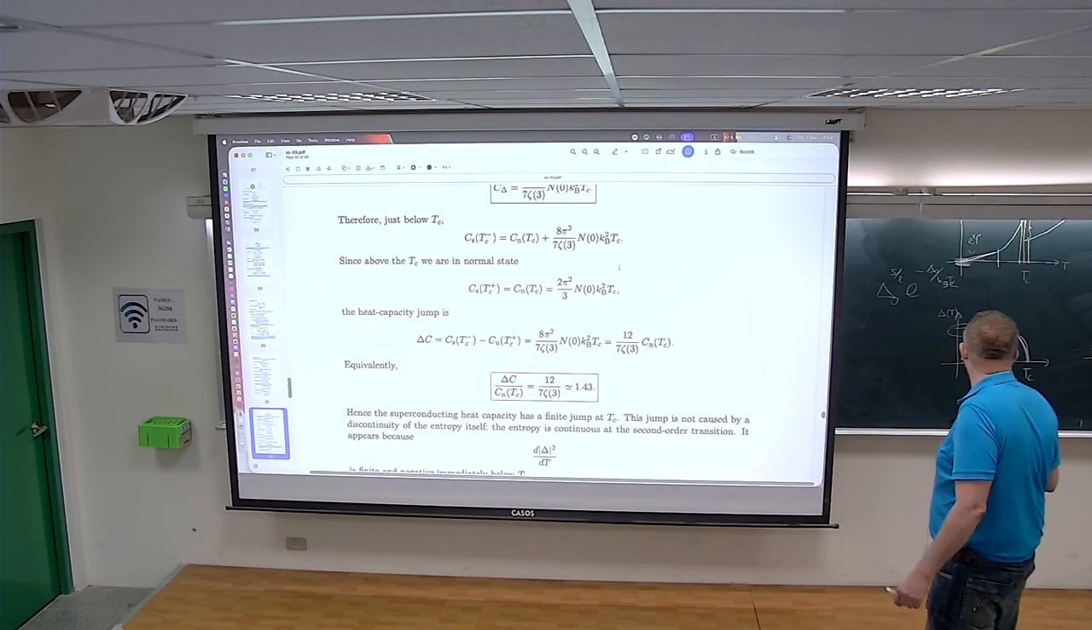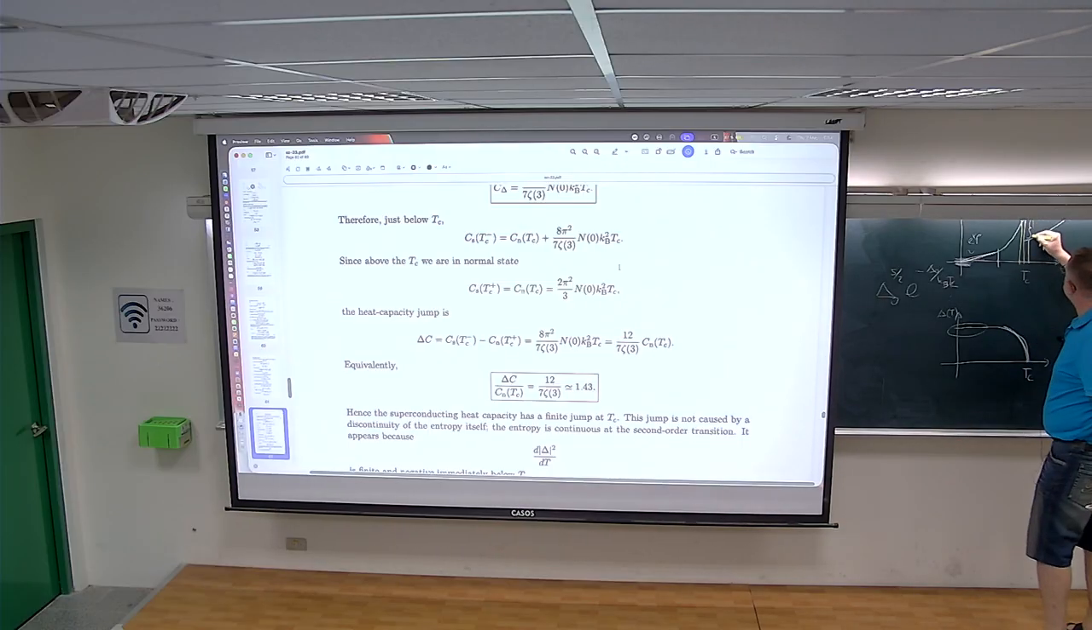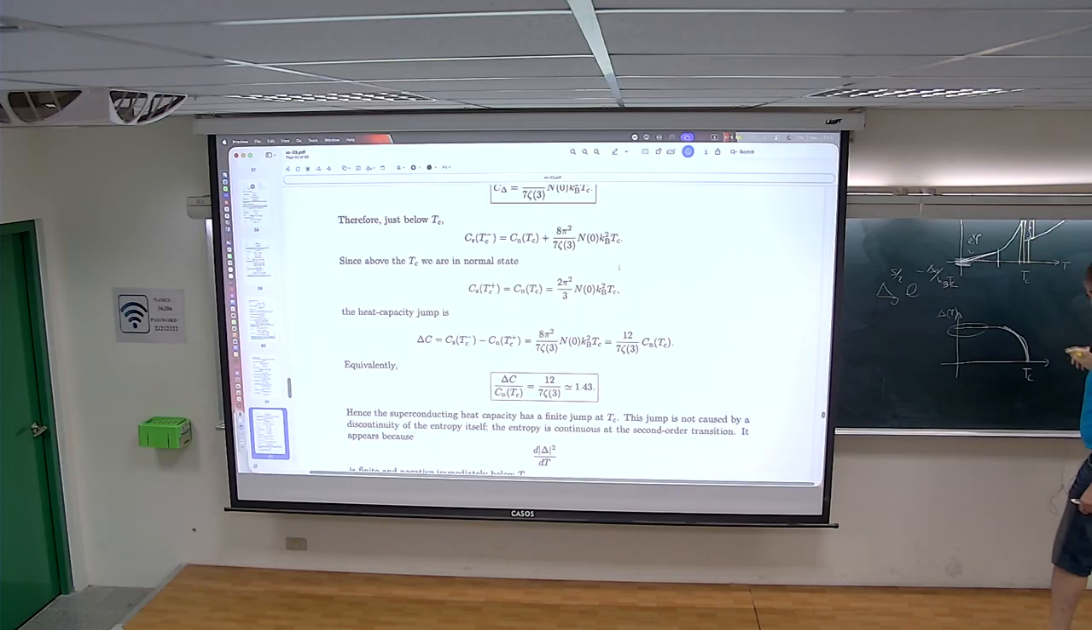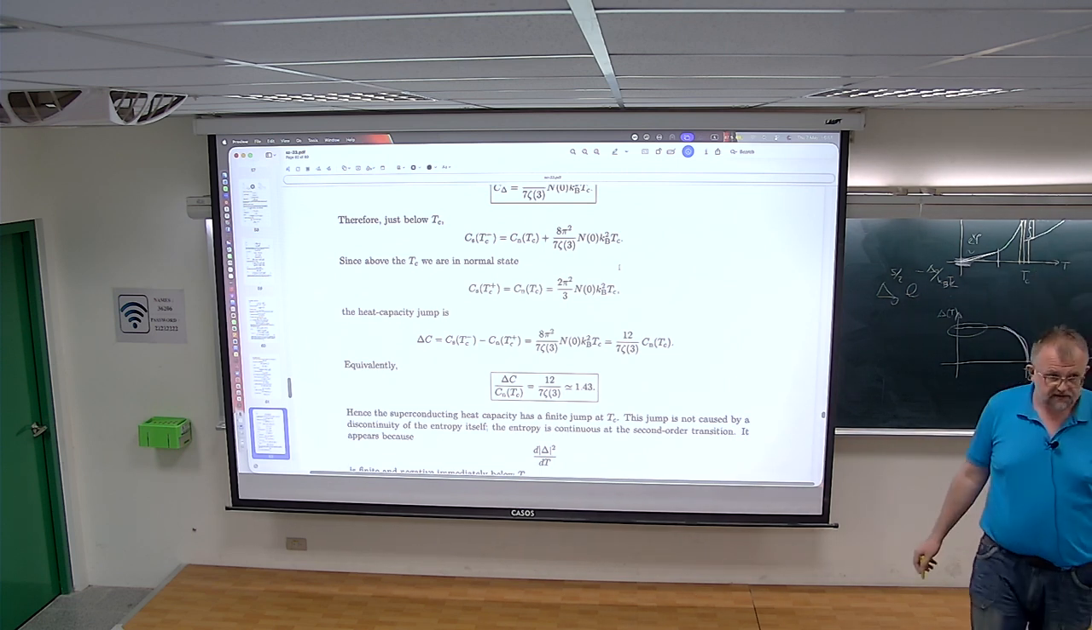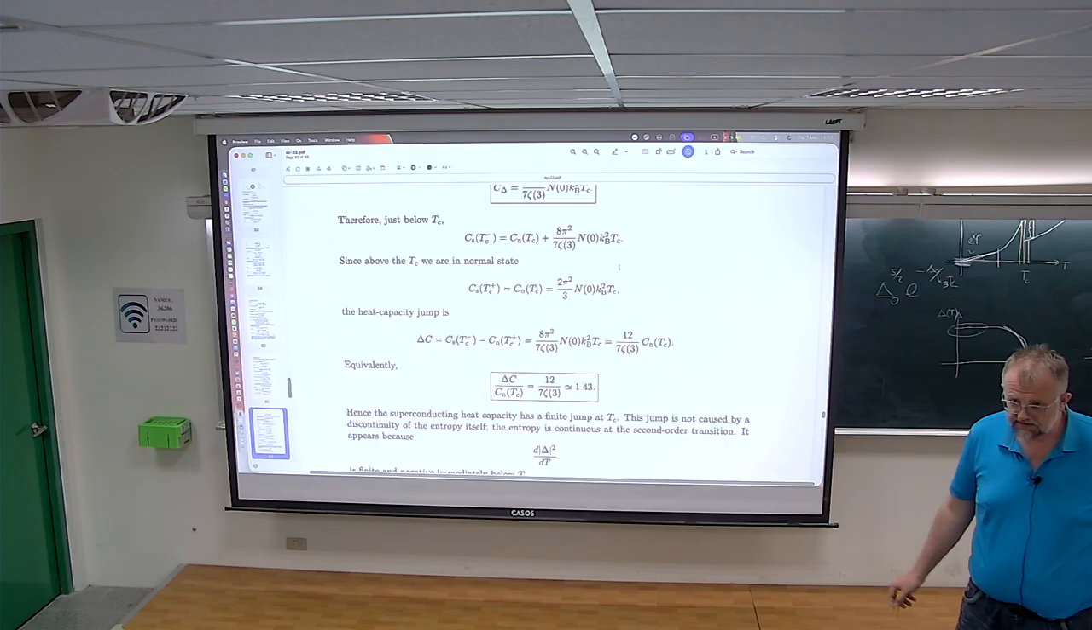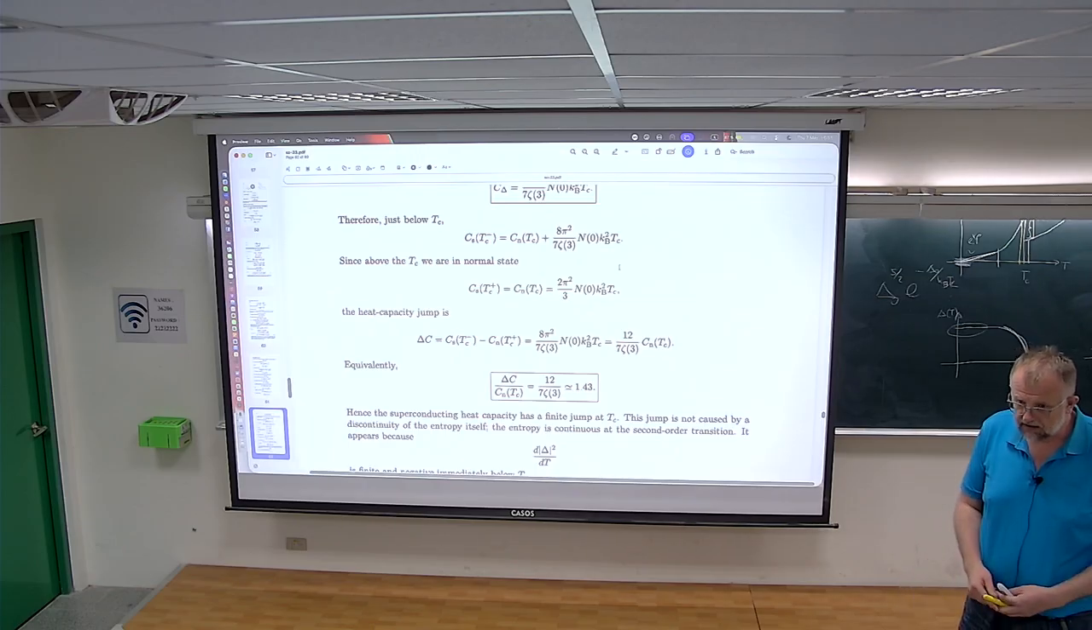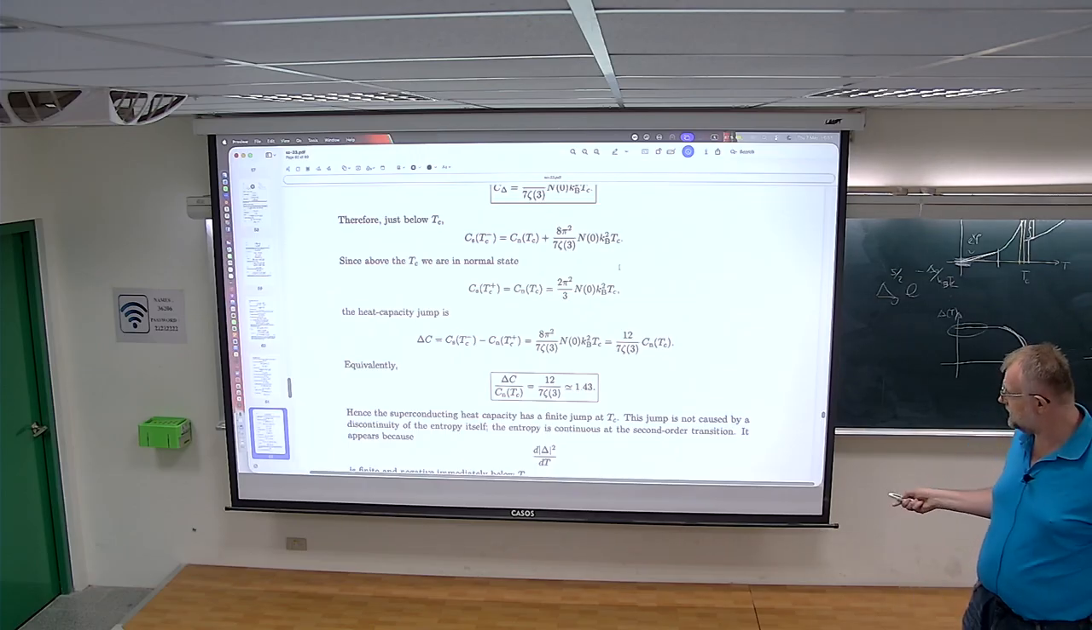So this jump, the relative jump, is 1.43. And this was observed in aluminium and other nice simple metals. And this was the super triumph of the BCS theory, that they were able to get this number. Okay, so this is again something fantastic, and it's hidden there.